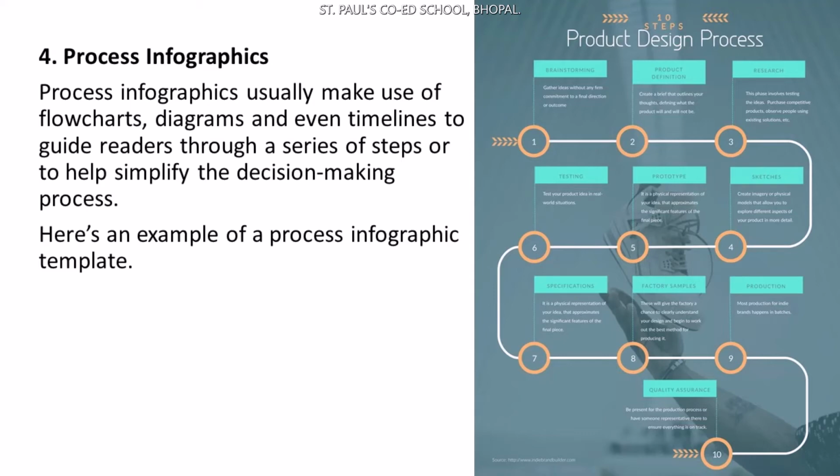is sketches, fifth is prototype, sixth is testing, seventh is specifications, eighth is factory samples, ninth is production, and finally the 10th step is quality assurance. So these are the various steps in the product design process.